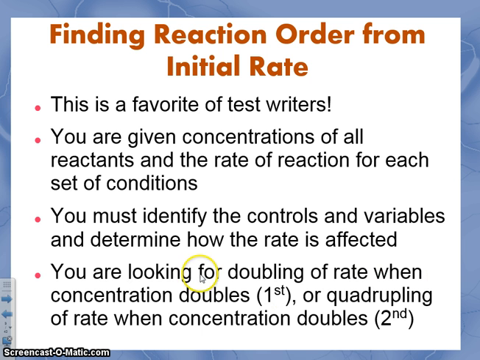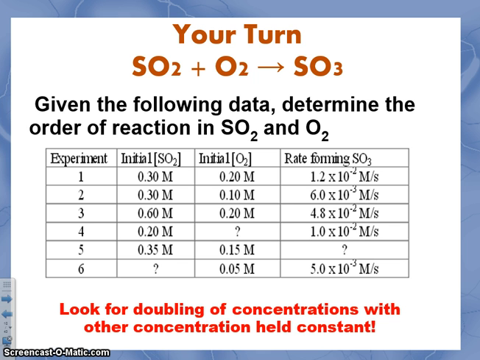What you want to do is look for a doubling of the rate when the concentration of one reactant doubles, or a quadrupling of the rate when the concentration of that reactant doubles. Everything else needs to be held constant in order to make this work. So, given the following data, determine the order of reaction in sulfur dioxide and in oxygen. Look for doubling of concentrations with the other concentration being held constant.